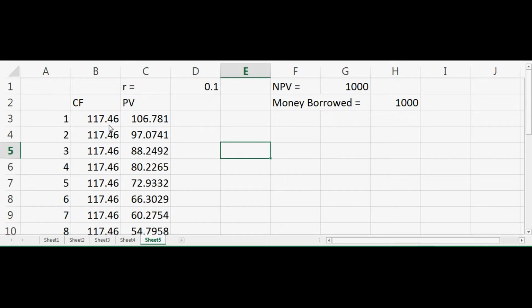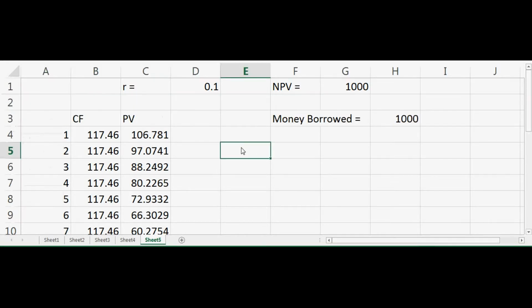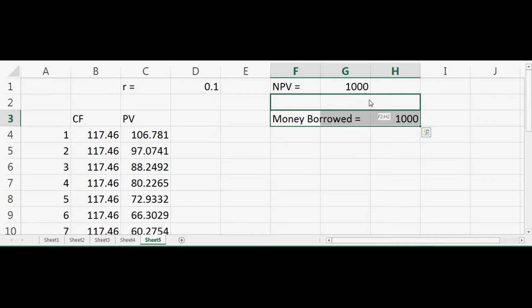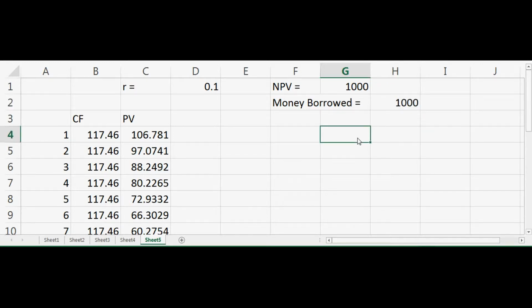So the person should pay you 117.46. And now let me insert a column here. Suppose the person wants more detail on the payment he's making. He wants to know that whenever he makes a payment, how much he is paying for interest and how much he is paying for the principal. So how can we calculate it? What we can do is that at the end of 1 year he will be paying the interest on $1000, right?